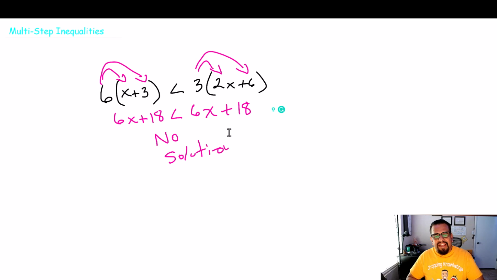Okay? If I continue to solve it, I'll end up with something like 0 is less than 0. And we know that's not true. 0 is equivalent to 0. All right? So in case you don't notice it here and you keep on trying to solve the equation, you'll end up with something like this. And just understand that that means you have no solution.